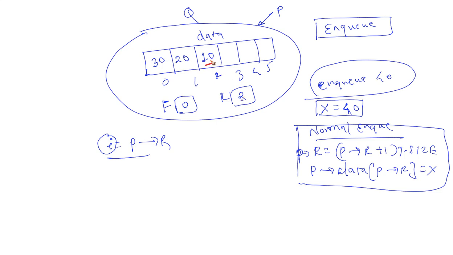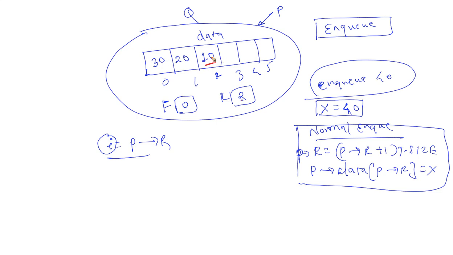So data of 2, because rear is 2, data of 2 equal to 10. So 10 is compared with 40. So 10 is less than 40. That means 40 should be served before 10. So which elements are getting served? Those on this side, that is the front side, right? That means 40 should be inserted before 10, right?